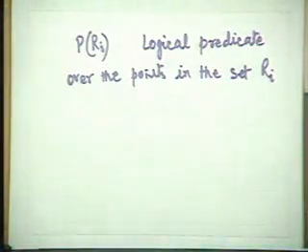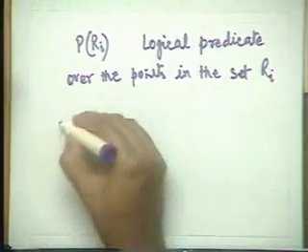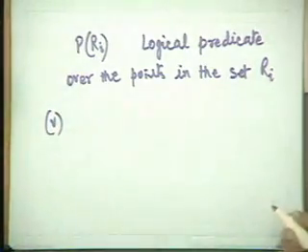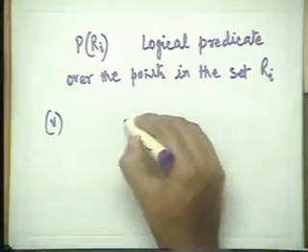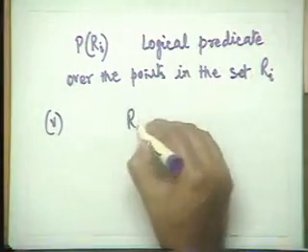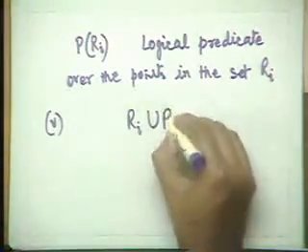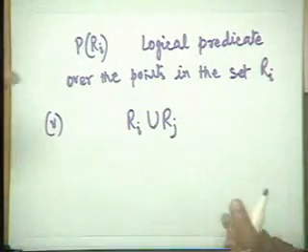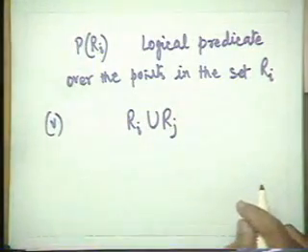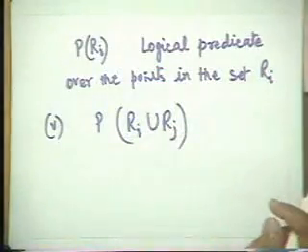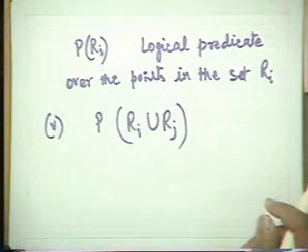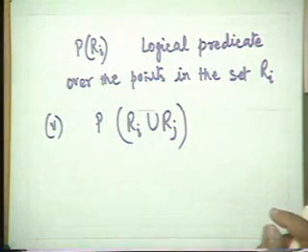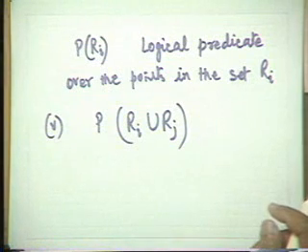The fifth property which we must have is that if I take the union of Ri and Rj, and on the union of these two sets, I try to see the logical predicate, or rather the similarity function, what do you think? Should it be true or should it be false? It should be false.